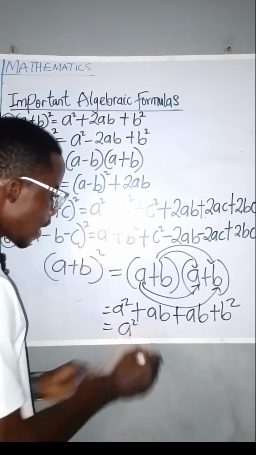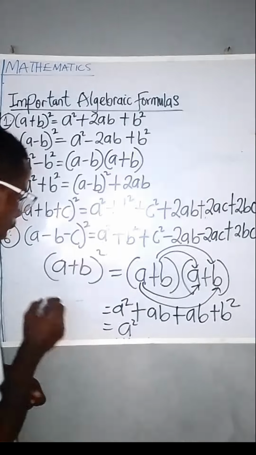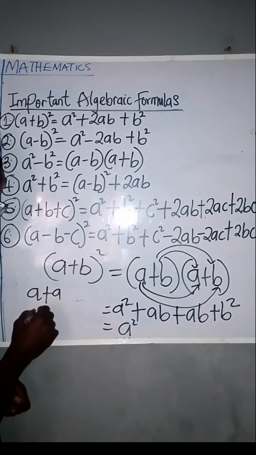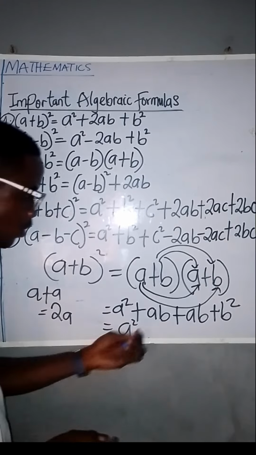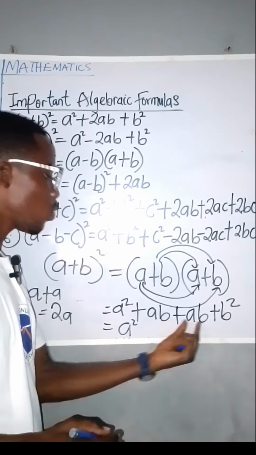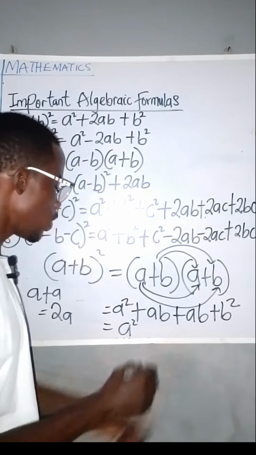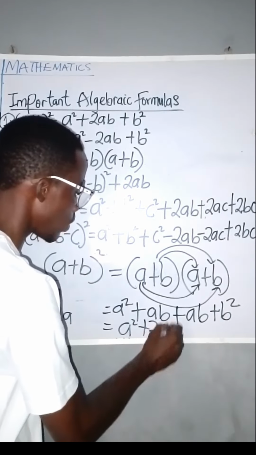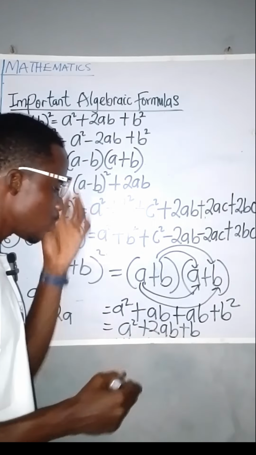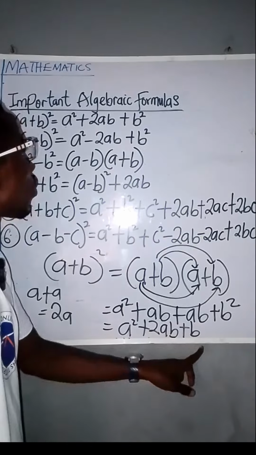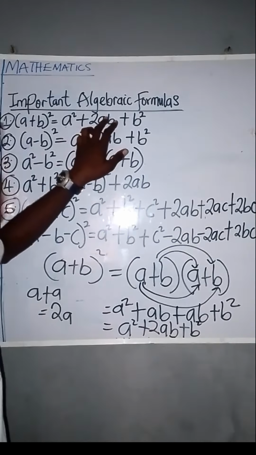So from this, I have a squared. Then we have ab plus ab. When you have a plus a, each letter represents 1. A here is 1, a here is 1, that means it's 2a. So that's what's happening here. I have ab plus another ab. That means ab here is 1, ab here is 1, so 1 plus 1 is 2. So 2ab. Then I put plus b squared. So this gives me a squared plus 2ab plus b squared.